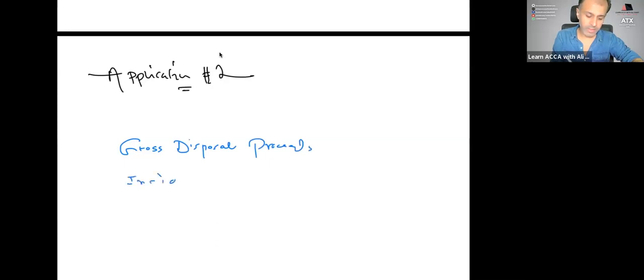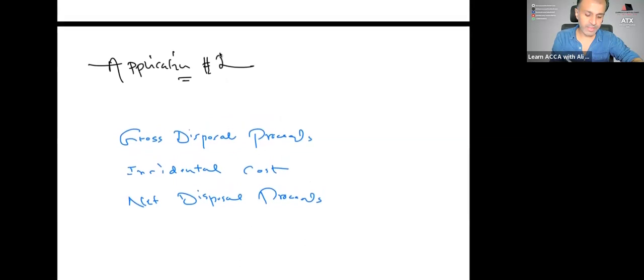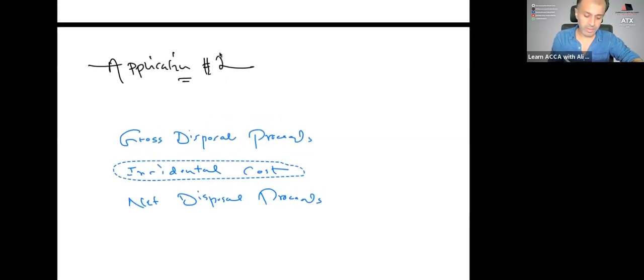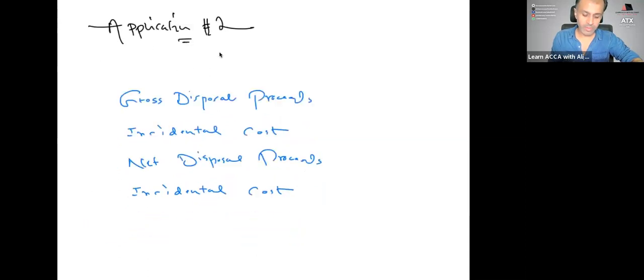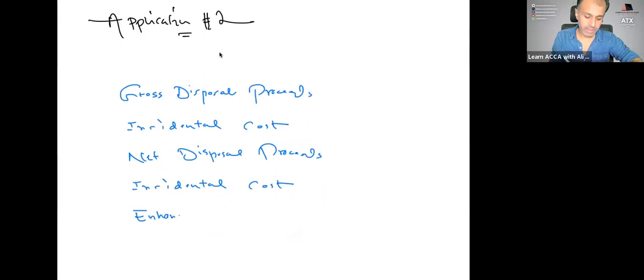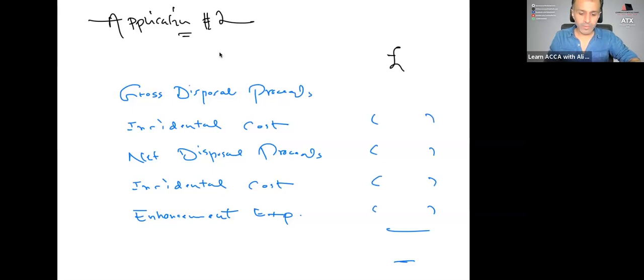Next to that, there will be an incidental cost. That should be the balance of net disposal proceeds. Then there's going to be an incidental cost in regards to the acquisition. Then it will be an enhancement expenditure. So all of that stuff is given. Just go and plug it in. 800 should be the incidental cost of acquisition. For the room it is 15,000.